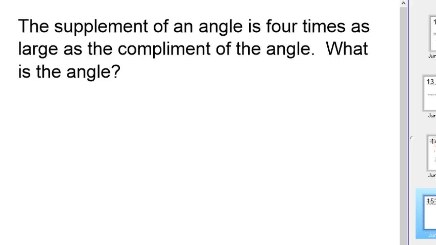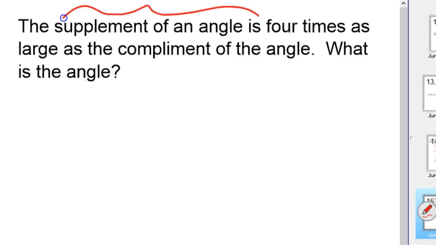Alright, so you've tried it, or I've shown you how to do it once. Try it with this one. So it says the supplement of an angle is 4 times as large as the complement of the angle. What is the angle? So again, pause the video, see if you can figure this thing out. Alright, the supplement of an angle. So I'm going to go ahead and show you now. So if you haven't paused, please do so and give it a shot.